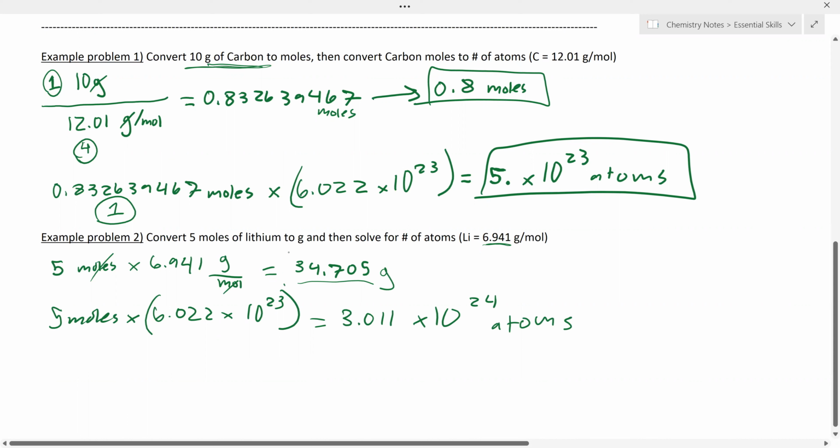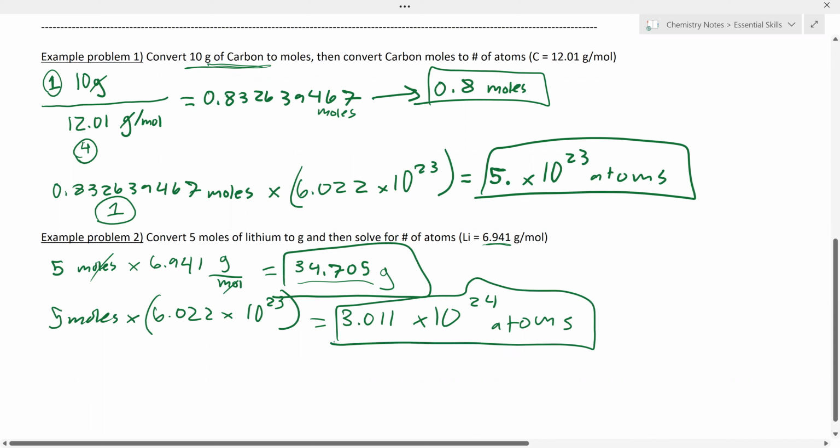And that's how many atoms can be found in 5 moles of lithium. Same thing: in 34.705 grams of lithium, you'll find this number of atoms. They all go together. They're all the same thing. So yeah, I think that's it.